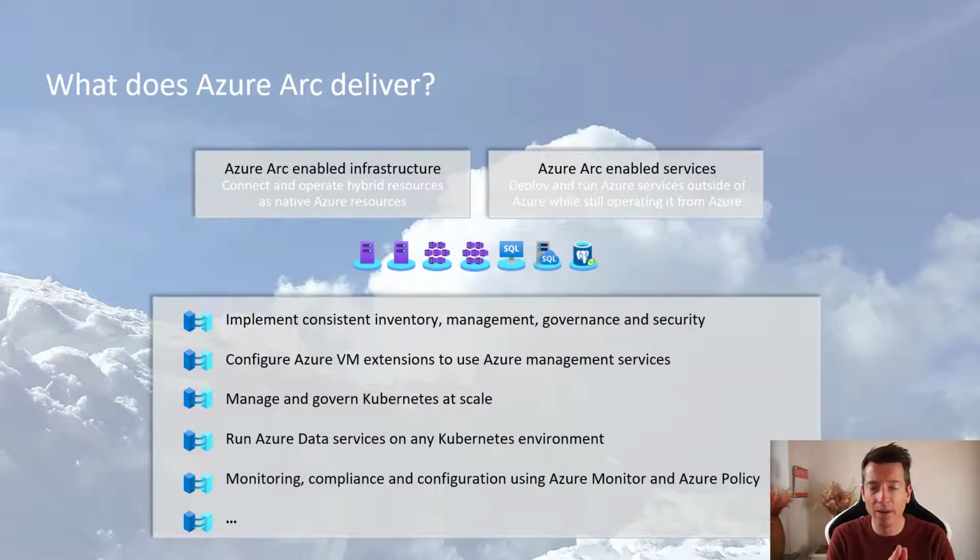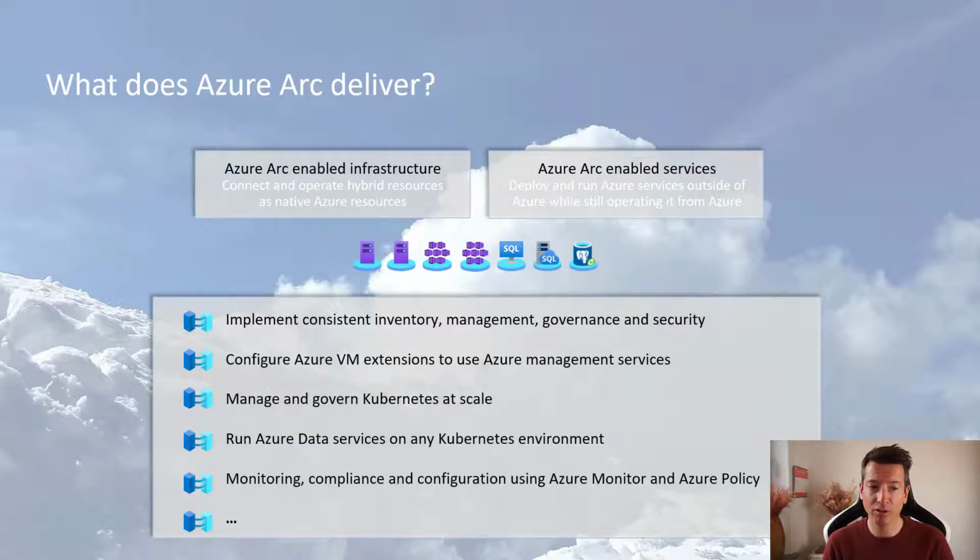So it will implement consistent inventory. It will have your consistent management. You have one thing that you can do for the management across all your environments, and you have one governance plan, one security plan that will rule them all. So you have to configure Azure VM extensions to use those Azure management services, but I will explain that later on in a demo. And you also can manage and govern your Kubernetes clusters at scale, right?